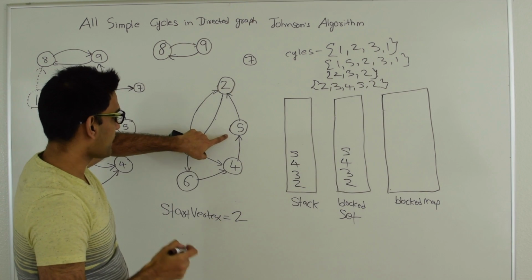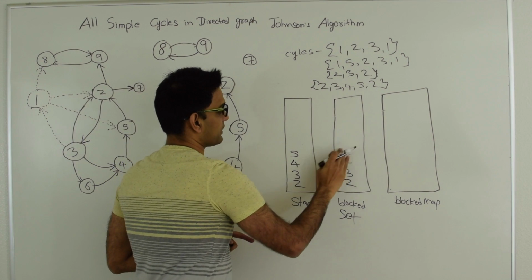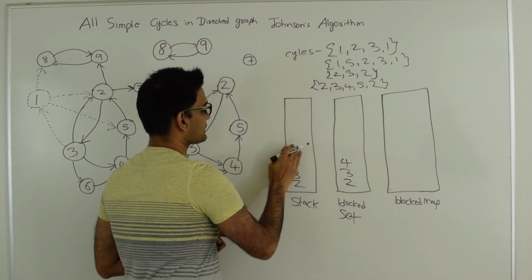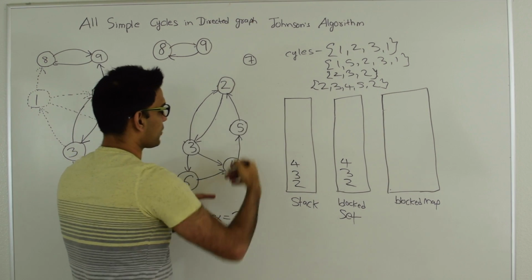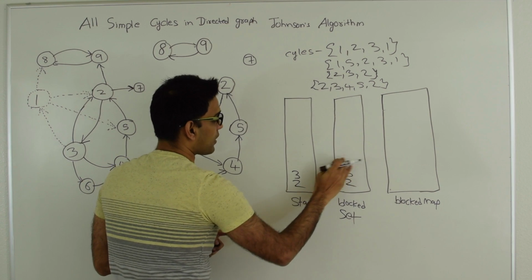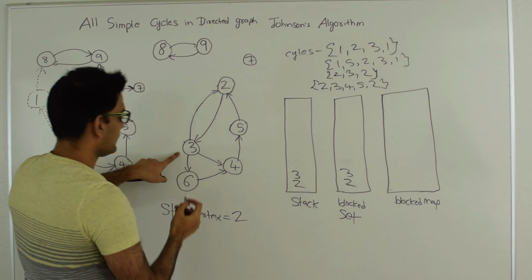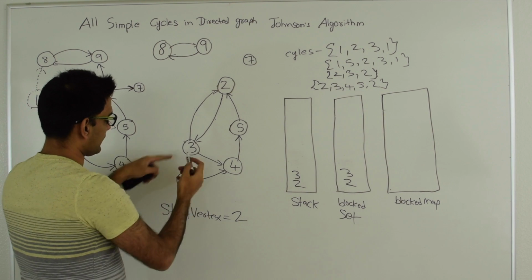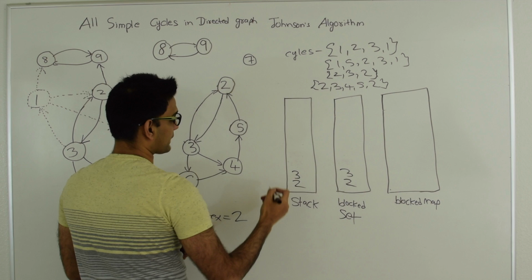And then we recurse back from 5. Since we found this cycle from 5, there is a possibility of future cycles. So we remove it from the block set and stack, and then we go back to 4. Since we found a cycle in this path, we remove 4 from both the block set and the stack, and then we go back to 3. 3 has another neighbor, 6, so we explore that.